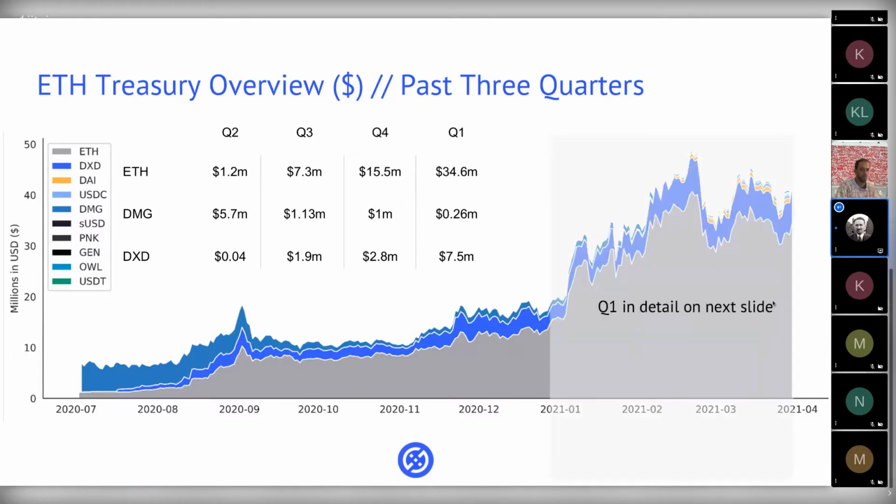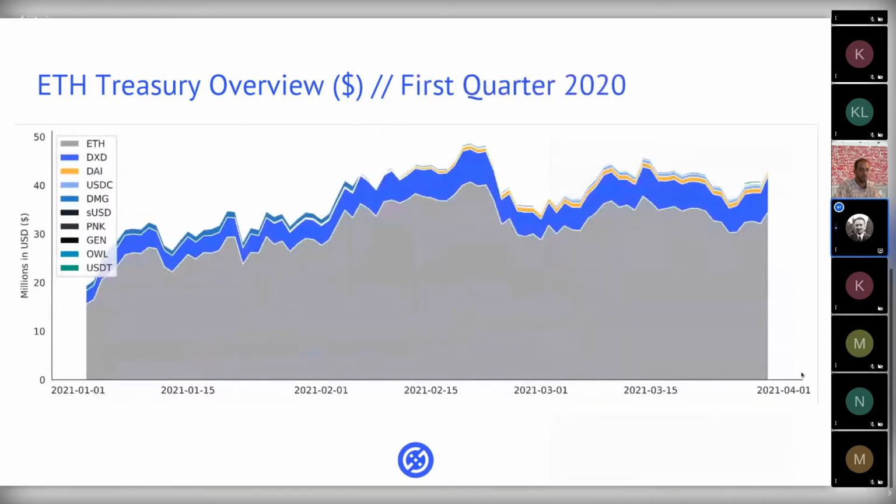If we zoom in specifically on this quarter of this year, we also see token prices, of course, highly fluctuating. So every day we have a different total value.